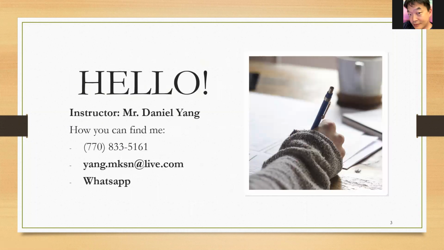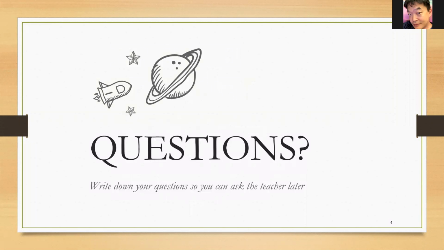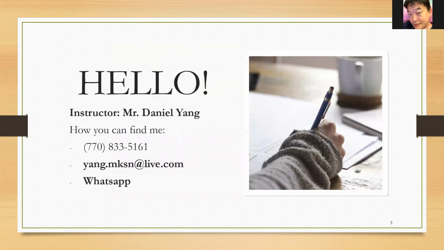My name is Daniel Yang, just in case you don't know yet. This is my contact information. Why do you need my contact information? In case you have questions. So if you have questions, you can use all this, my phone number, my email, and our WhatsApp group to ask me questions. And I do encourage you to use our WhatsApp group to send hello to everybody.